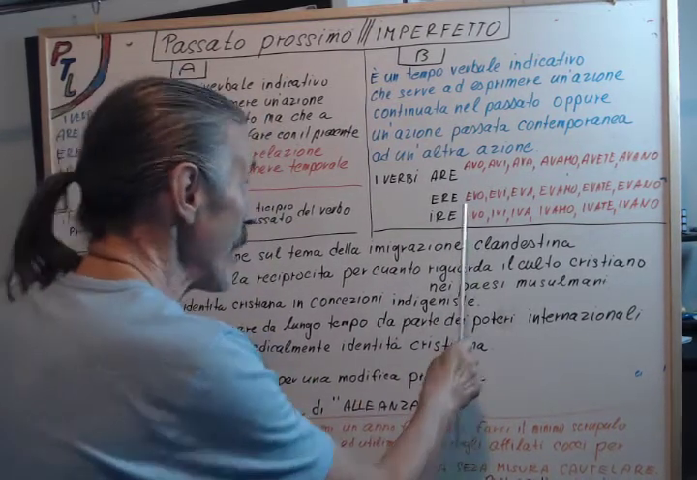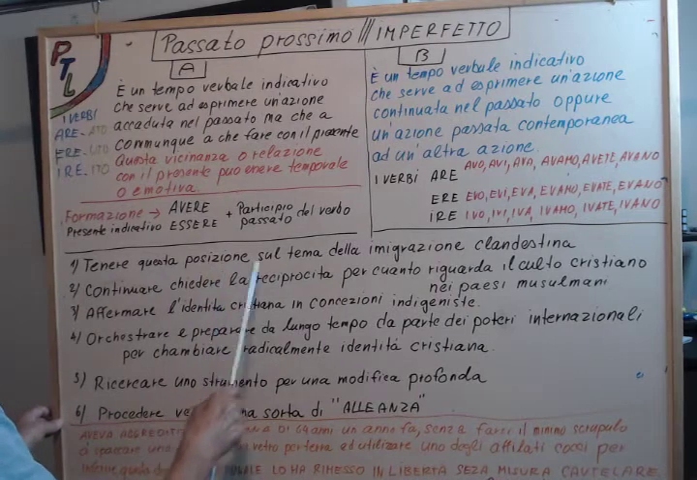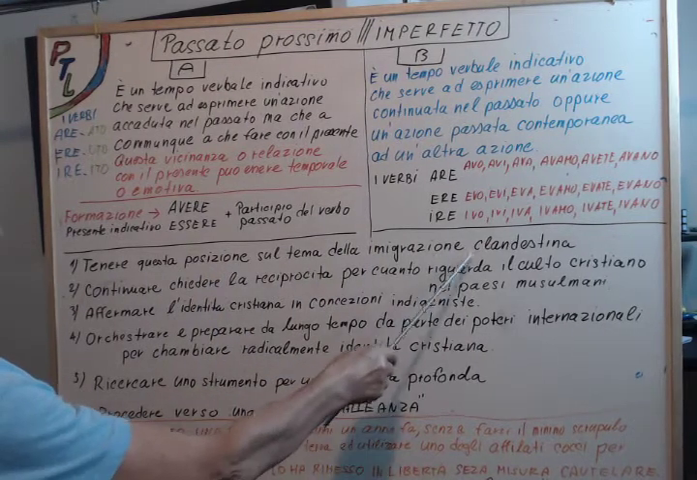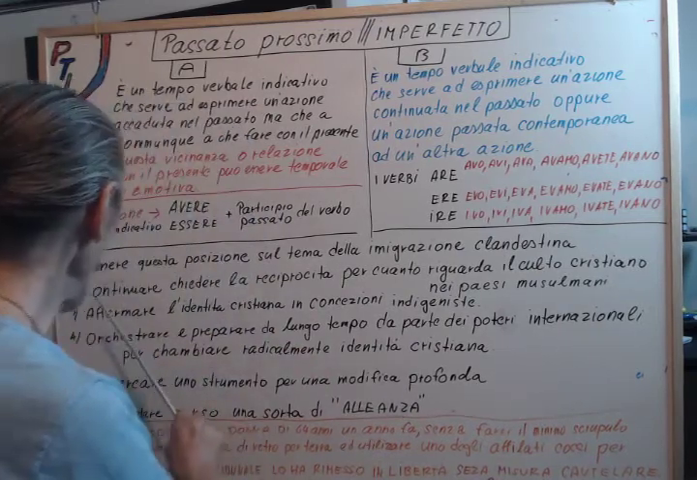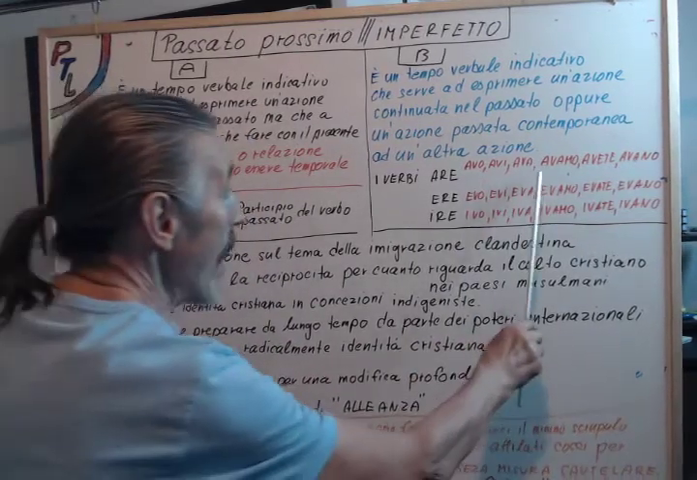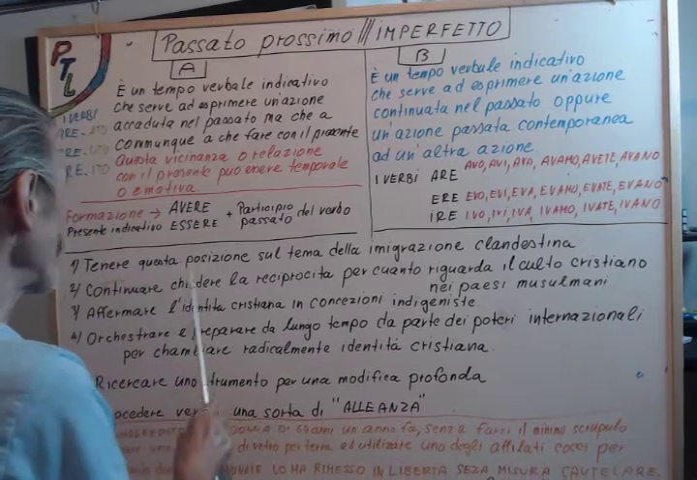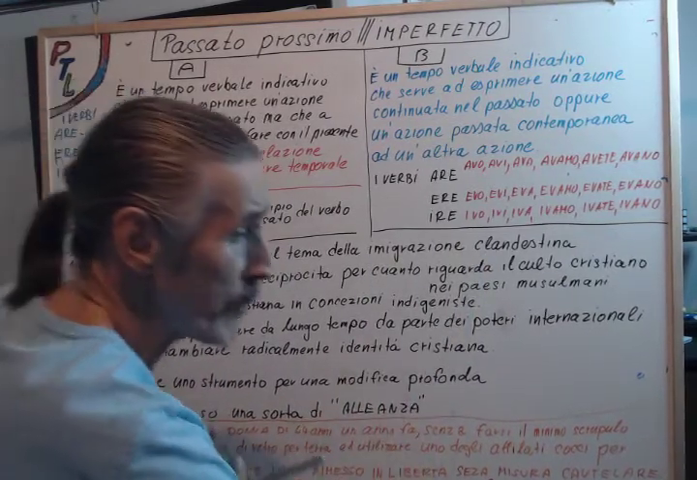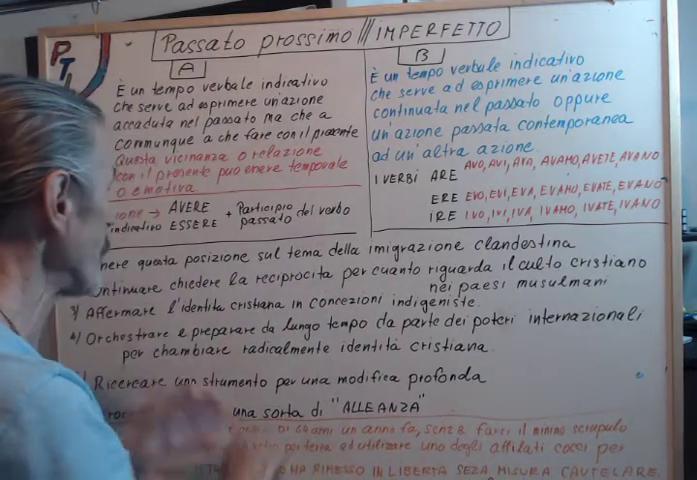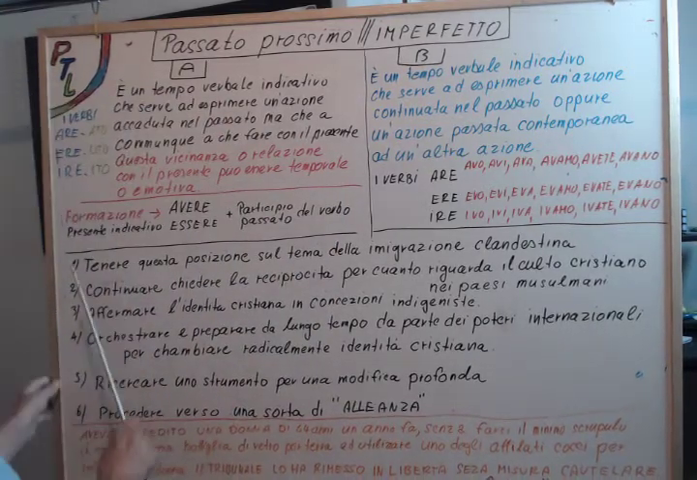So tenevo questa posizione sul tema della immigrazione clandestina. Or if it was us, we, it would be noi tenevamo questa posizione sul tema della immigrazione clandestina, which means that for that period of time in the past we were holding this position. Next one.